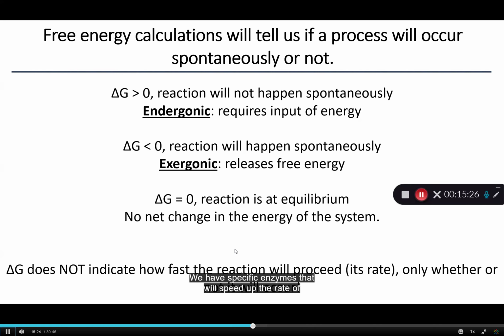We have specific enzymes that will speed up the rate of a reaction, but will not change the overall delta G of the reaction. So enzymes are useful for very, very slow moving spontaneous reactions, but it will not change a non-spontaneous reaction into a spontaneous one. We'll talk way more about enzymes later in the semester.